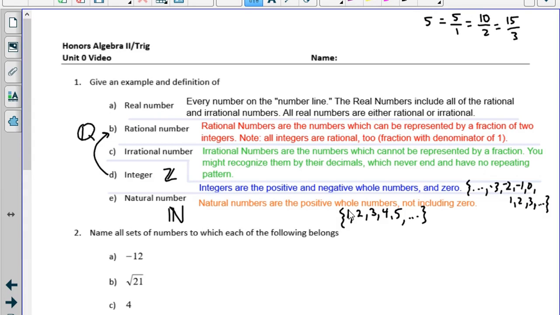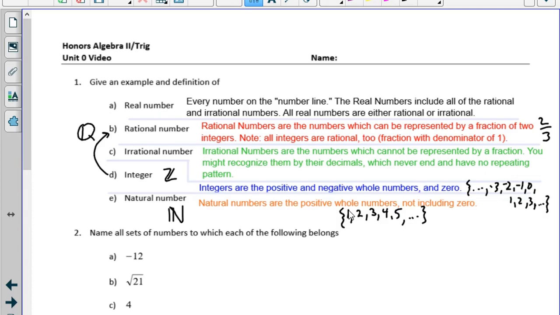You don't have to write a rational number as a fraction. You can just write it as 5 if you wanted to, but that would be an example of a rational number. Another example of a rational number would be 2/3, because we're taking two integers and writing them as a fraction or division. So anytime you take two integers and write them as a fraction, that is called a rational number.